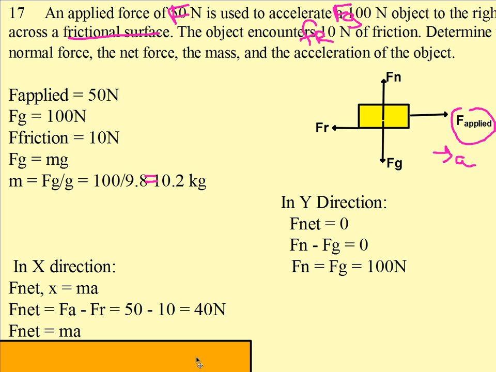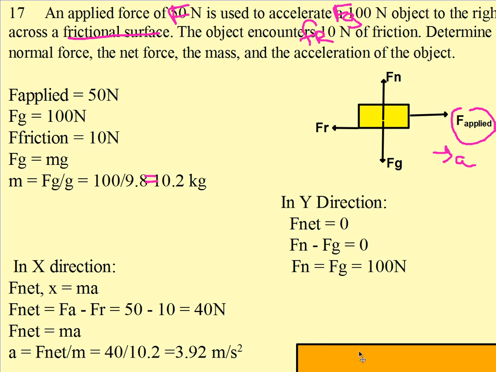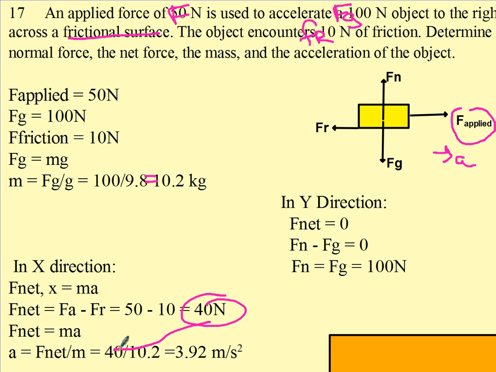To find acceleration, I go to Newton's law, F net equals ma. Solve for a, which is F net divided by m. My net force, which I got from my previous problem, is 40 newtons, divided by my mass, which I got up here. And I get that the acceleration is 3.92 meters per second squared.